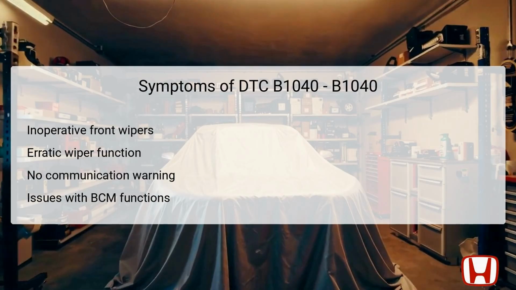The symptoms associated with DTC B1040 typically manifest as inoperative front wipers or erratic wiper functionality. Drivers may notice that the wipers fail to respond correctly to commands, or may operate sporadically. An additional symptom could be a warning message indicating a loss of communication, often visible on the vehicle's dashboard. Other symptoms may point towards broader issues with the BCM functions, which can affect various electronic systems throughout the vehicle. Being aware of these symptoms can help in the precise identification and resolution of the issue at hand.